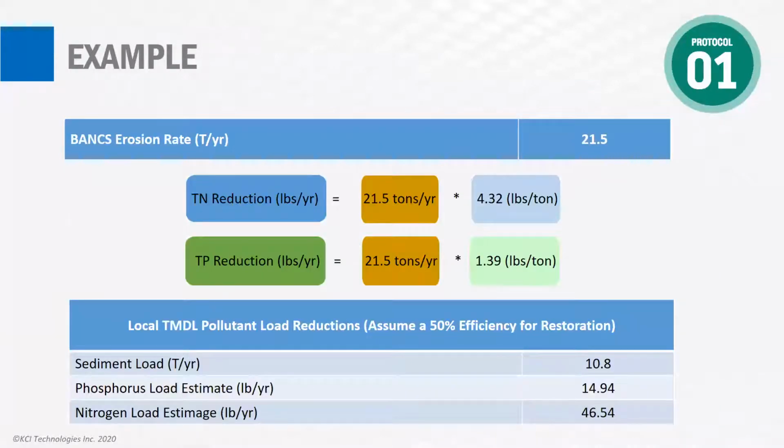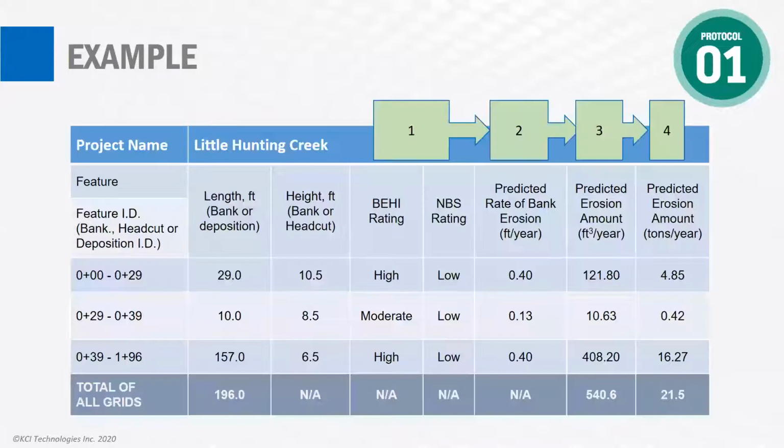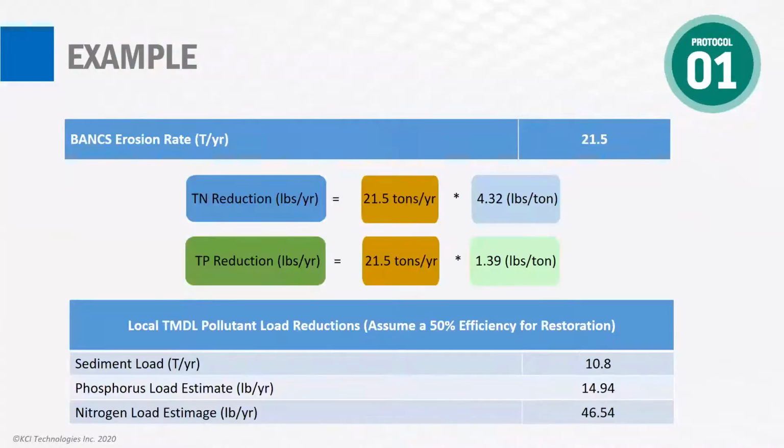Okay, so after we determined the total volume of sediment that was eroding, which was 21.5 tons per year, using the average nutrient concentrations, the total nitrogen and total phosphorus load reductions are determined. So a 50% efficiency is applied. So that's assuming that the proposed restoration will be 50% effective. So in the end, the 3 numbers at the bottom represent the local TMDL pollutant load reductions for this project calculated from Protocol 1.